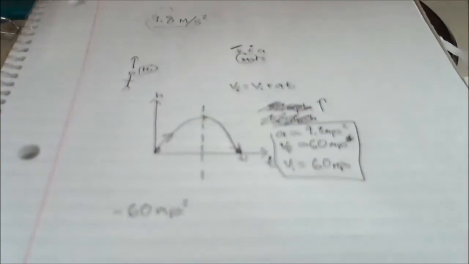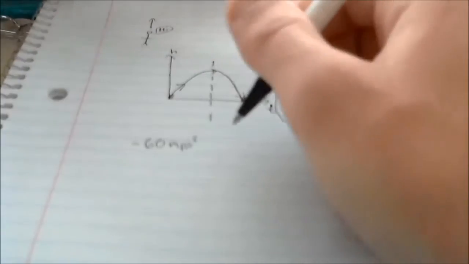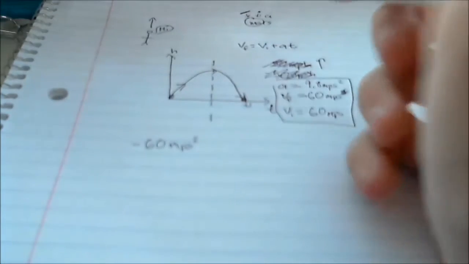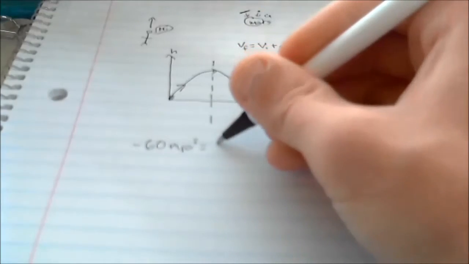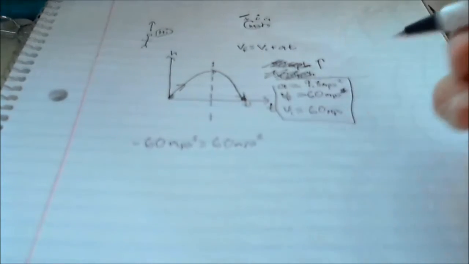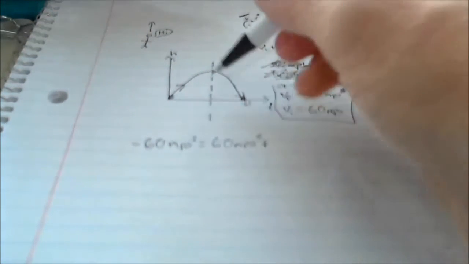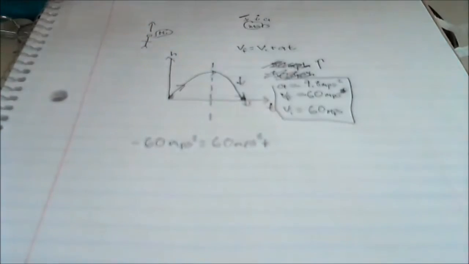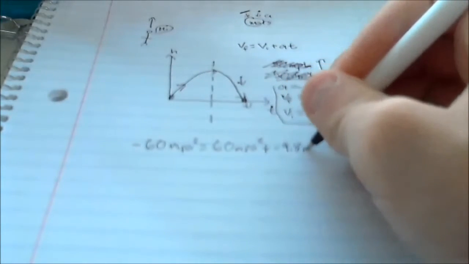Okay, this is getting blurry. I will move this up so you can see it a little bit better. Still a little blurry, but deal with it. This is equal to the initial velocity, which is 60 meters per second. And then we are adding, because the acceleration due to gravity is downward, we all fall downward, hopefully. Then we have negative 9.8 meters per second squared.